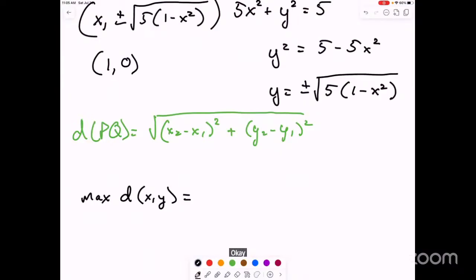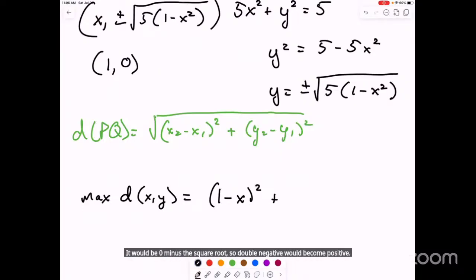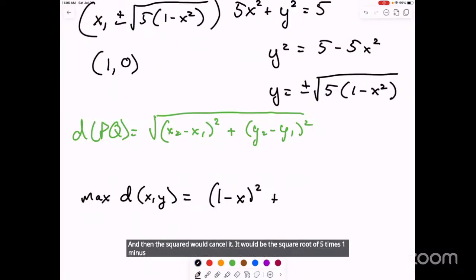Okay. So for my x's, my x2 minus x1, I'm going to say 1 minus x, quantity squared, plus, if I did the negative first, it would be 0 minus the square root, so the double negative would become positive. And then the squared would cancel it. It would be the square root of 5 times 1 minus x squared, and then the quantity squared.